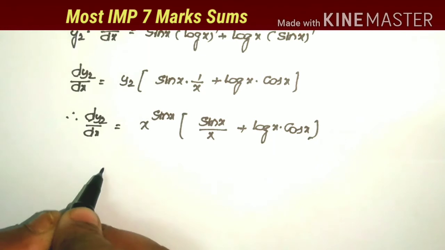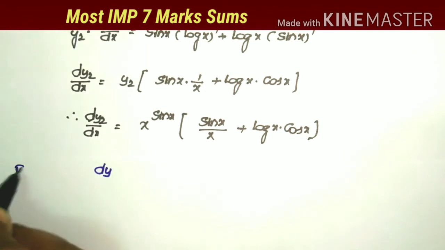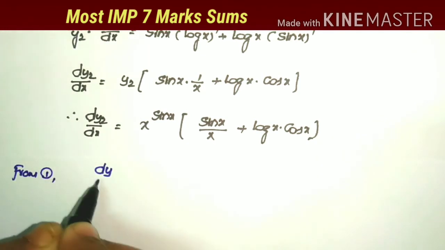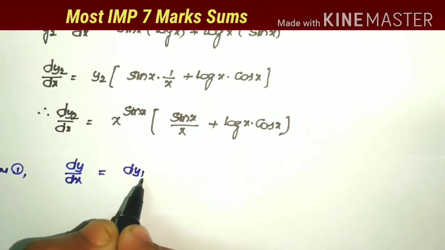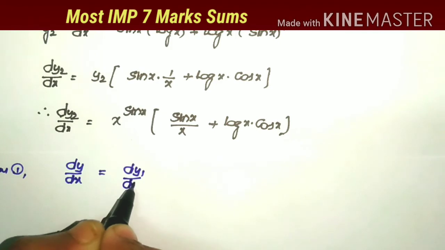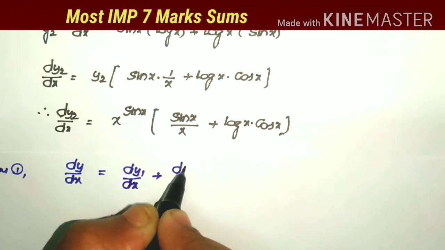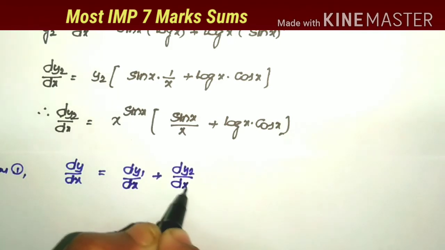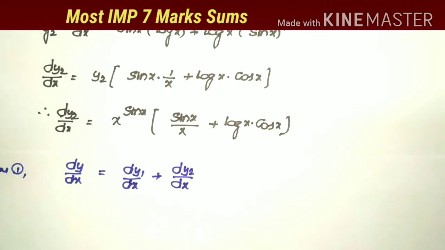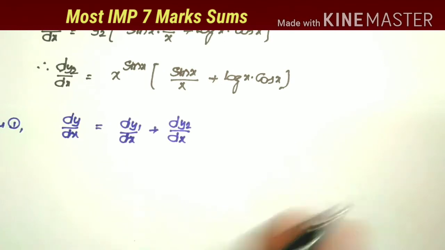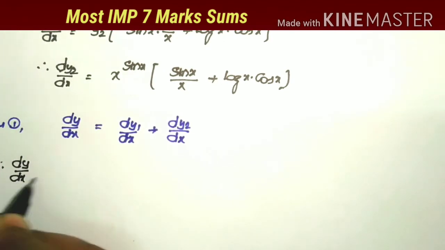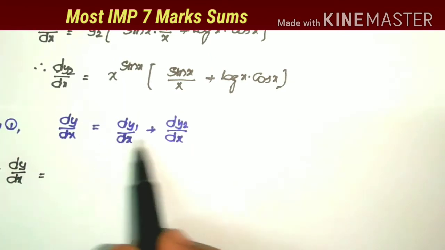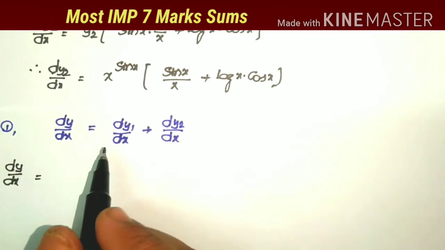Now what is the first equation? From equation 1 what do we have? From equation 1 we have that dy by dx is equal to dy1 by dx plus dy2 by dx. Therefore, dy by dx is equal to, already here we have the values of dy1 by dx and dy2 by dx. Now substituting the values.